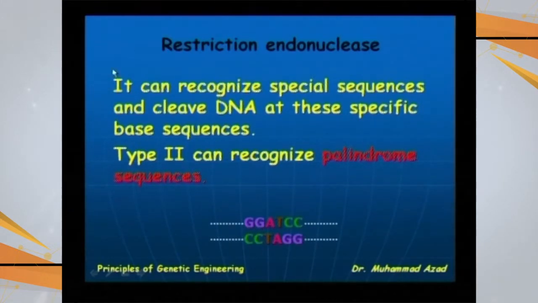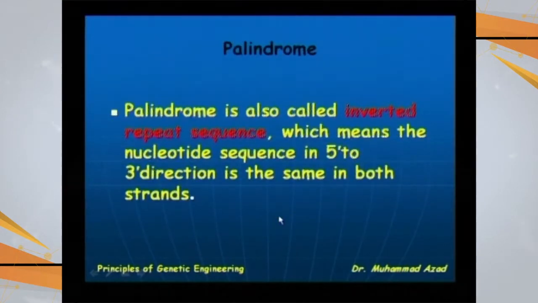A bit of detail on the restriction endonucleases. These can recognize special sequences and cleave the DNA at a specific base sequence. Type 2 can recognize palindromic sequences. So here, these are the 6 bases which are complementary to each other. G is complementary to C, G for C, A for T, T for A, G, C for G, C for G. So this palindromic sequence is basically inverted.